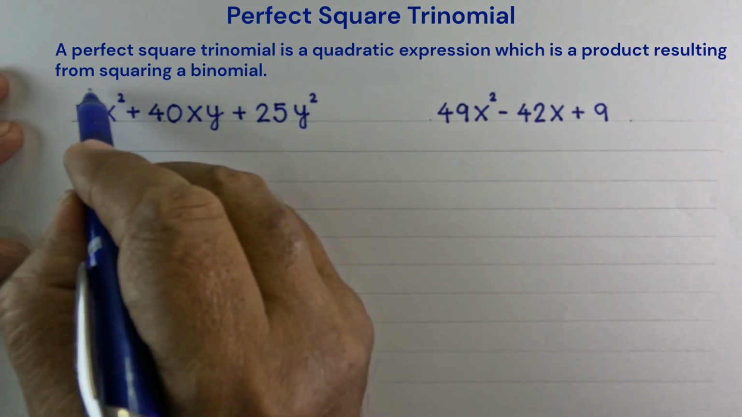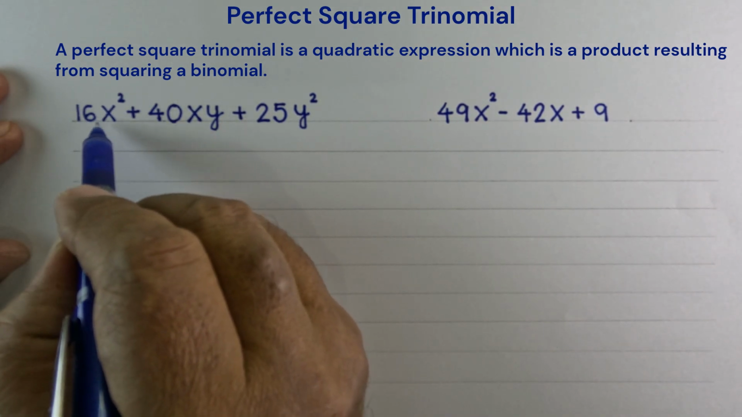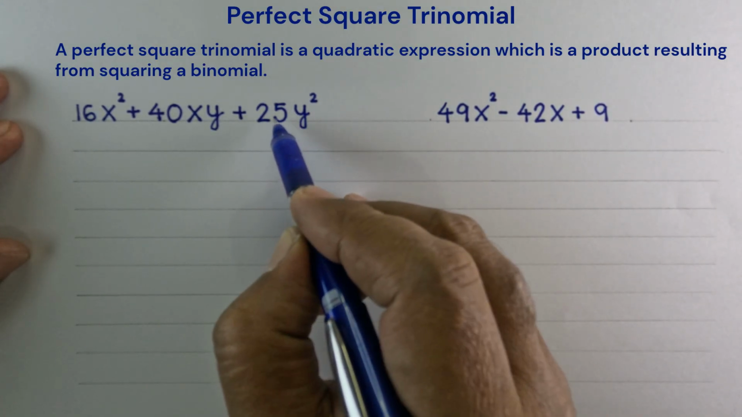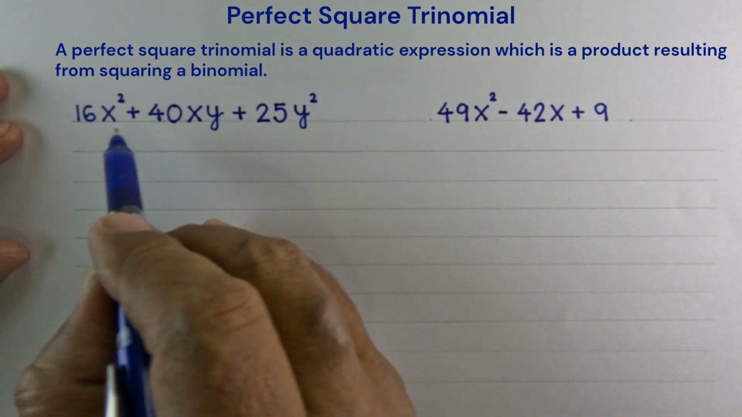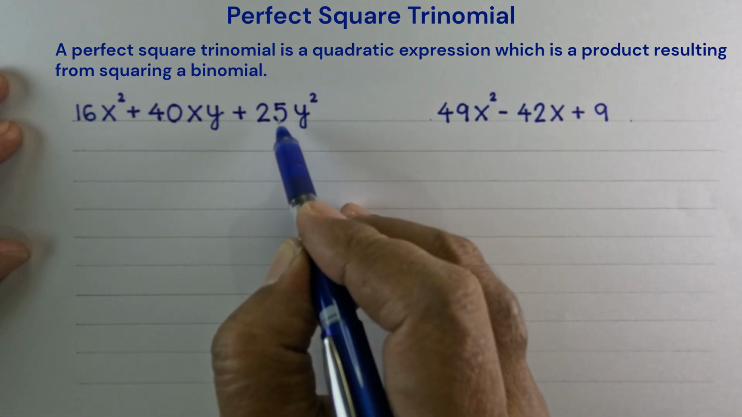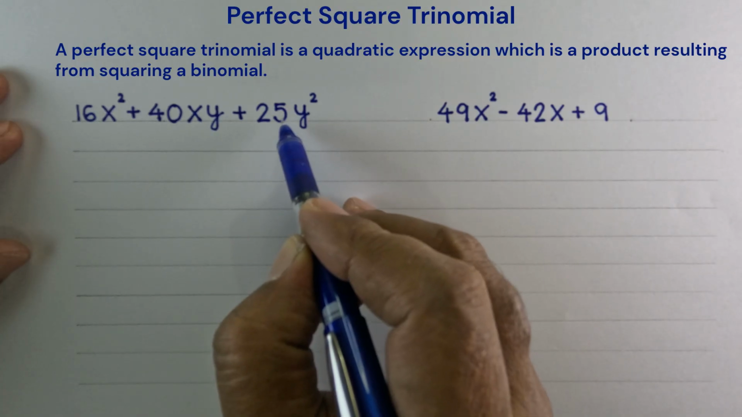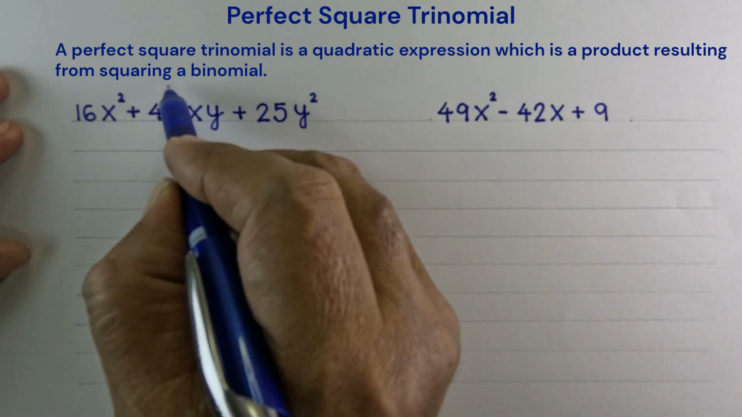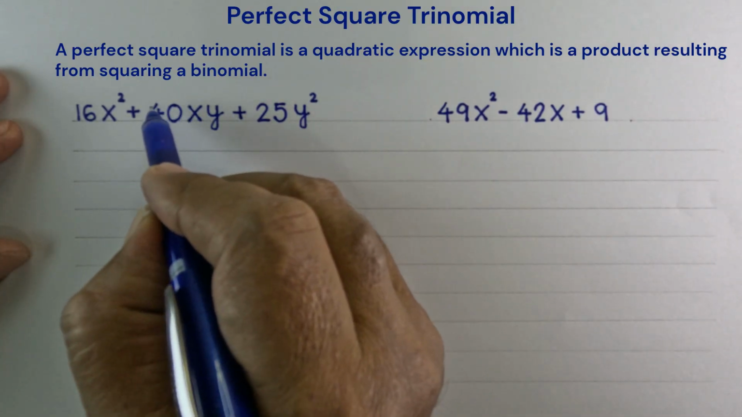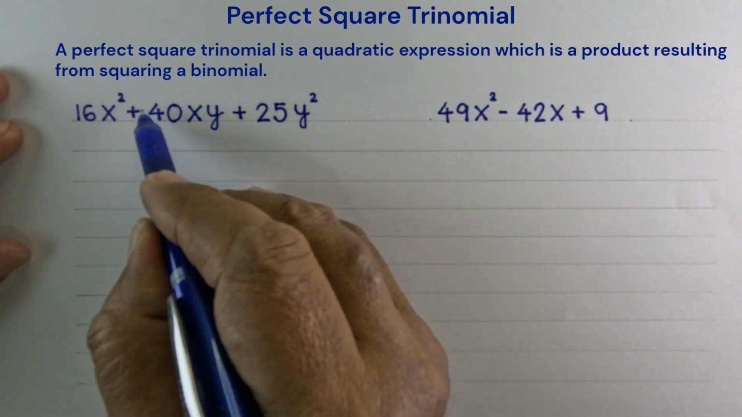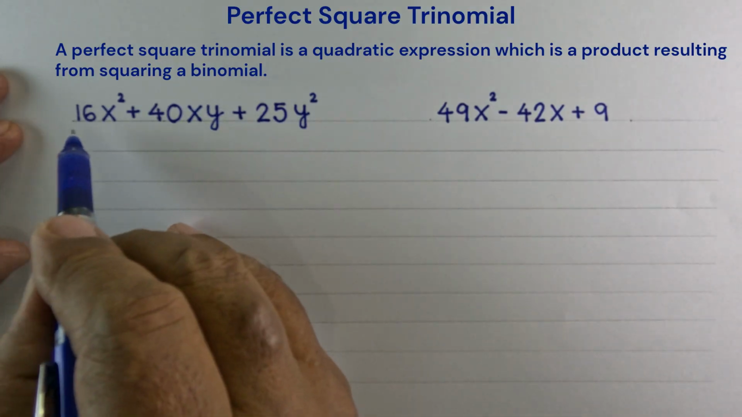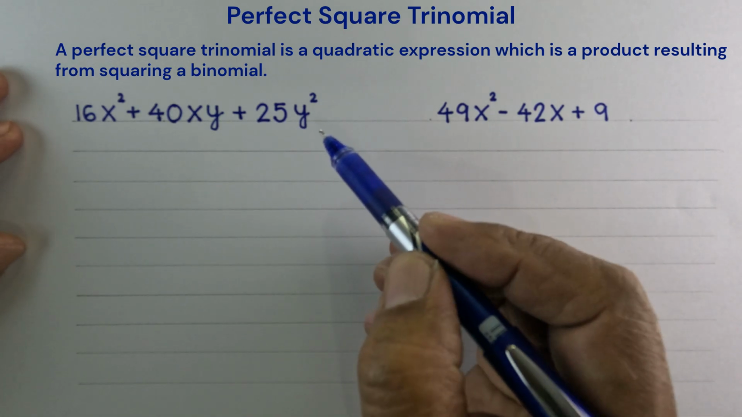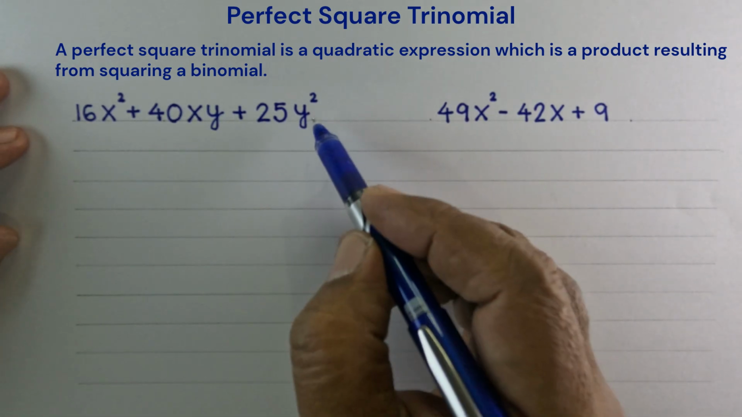Now, the square root of 16x squared is 4x. The square root of 25y squared is 5y. If we get the product, 4x times 5y is 20xy. Multiply it by 2, and that will be 40xy. So that is twice the product of the square roots of the first and last terms. So let's factor this.